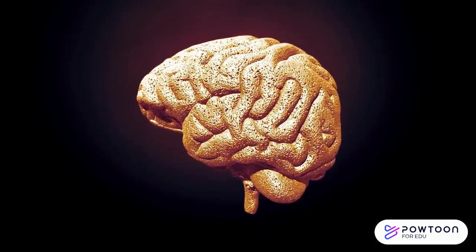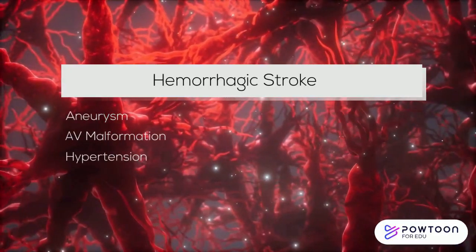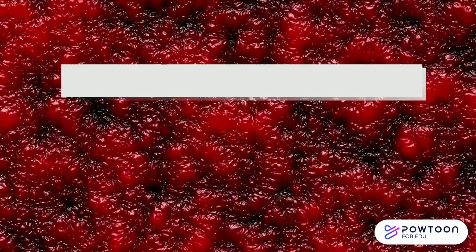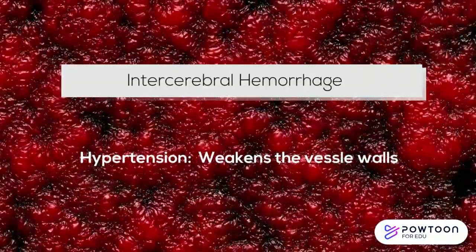A hemorrhagic stroke is a bleed in the brain. Usually there's some type of integrity issue with the vessel walls in the brain, and that will lead to some type of a bleed within the brain, typically in two different spaces: either the intracerebral area, causing an intracerebral hemorrhage, or it causes a subarachnoid hemorrhage. Uncontrolled hypertension is one of the major causes of an intracerebral hemorrhage.